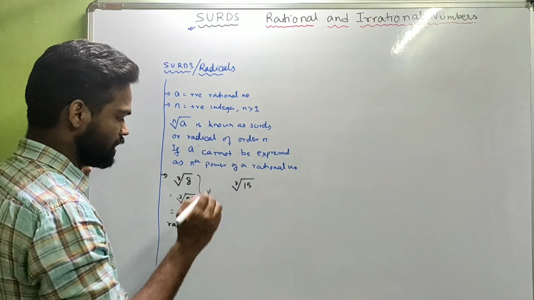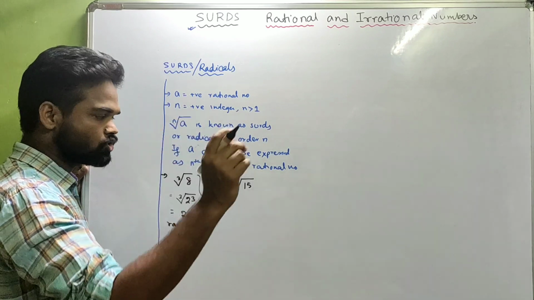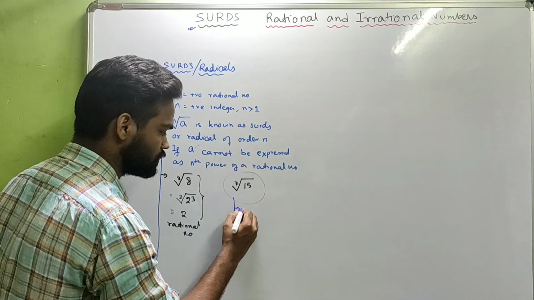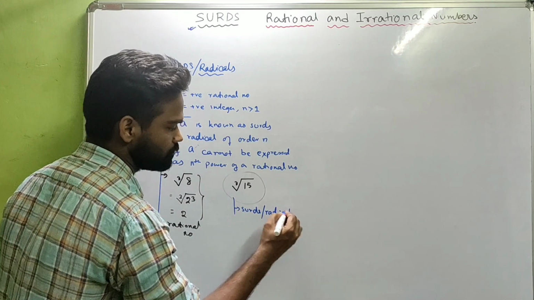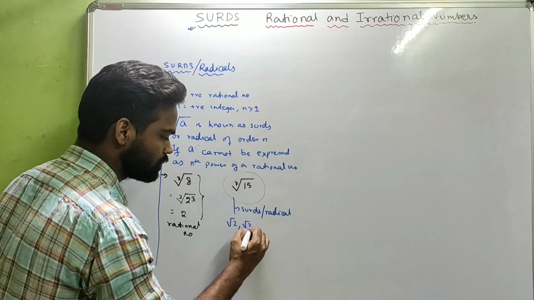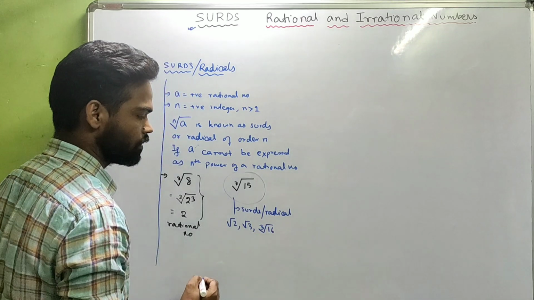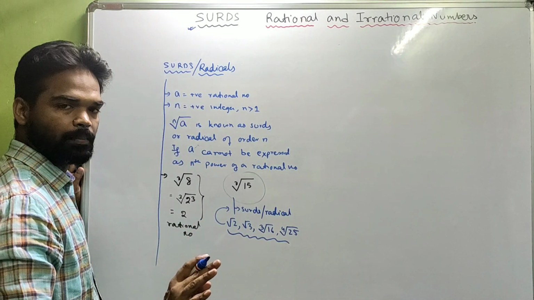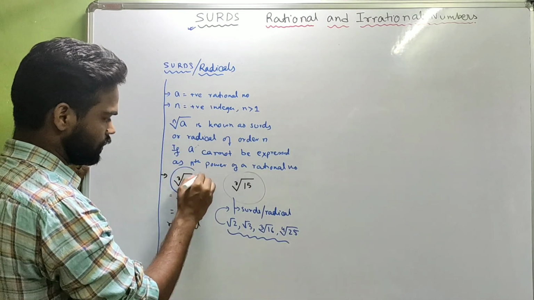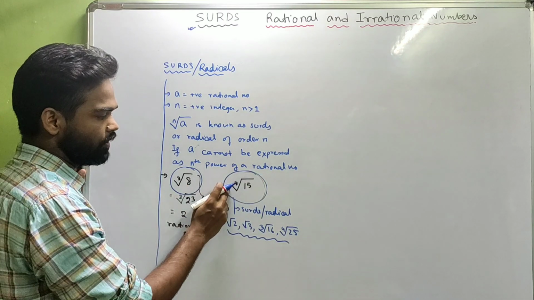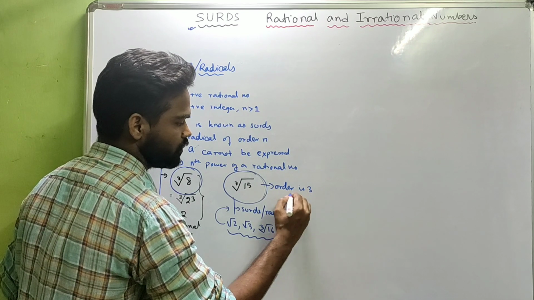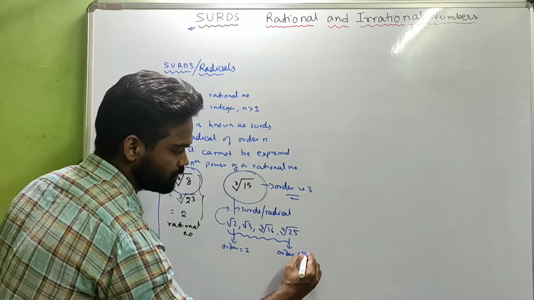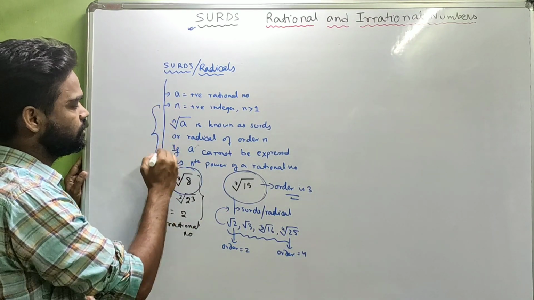But look at this case. Can you write 15 as a rational number raised to the power 3? Not possible. Which means the cube root of 15 is my surd or radical. Similarly, square root of 2, square root of 3, cube root of 16, or fourth root of 25. These are all my surds. Am I clear? Over here, look carefully. The order is 3. Over here, we know square root, which means the order is 2. Over here, the order of the surd is 4.